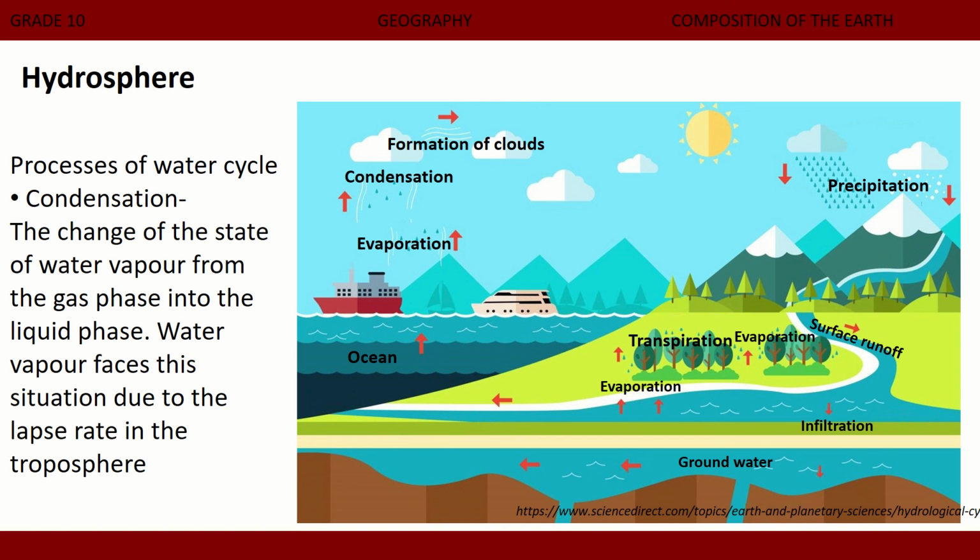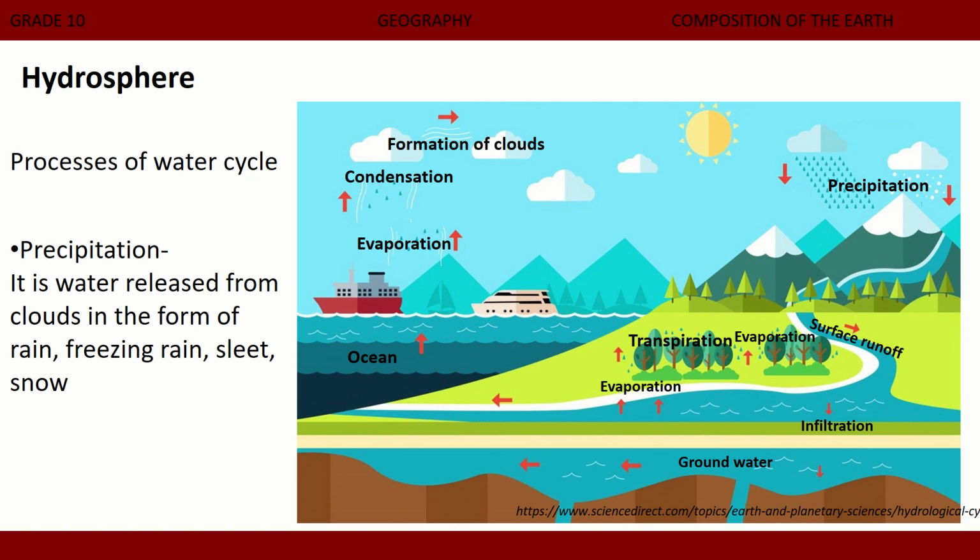Condensation. The change of the state of water vapor from the gas phase into the liquid phase. Water vapor faces this situation due to the lapse rate in the troposphere. Precipitation. It is water released from clouds in the form of rain, freezing rain, sleet, and snow.